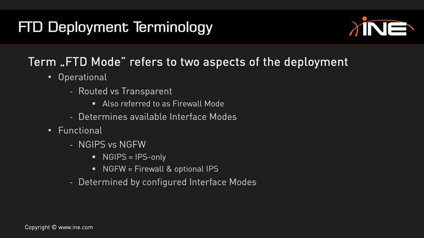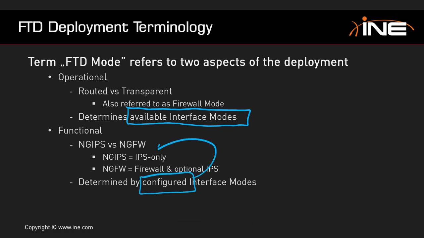Now, this mode of the FTD is going to be eventually determined by the configured types, or just modes, of the interfaces. The operational mode controls the available modes of the physical ports that we will be able to use during the configuration. And what we configure will eventually determine whether we want to use IPS only functions, or maybe we want to use both firewall and IPS. IPS in the second case is, as I said previously, optional.